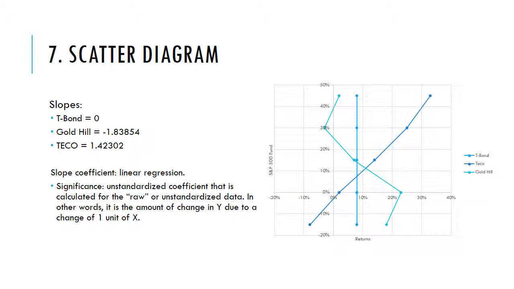The slope coefficient is simply a linear regression. The significance of it is that it is the unstandardized coefficient that is calculated for the raw or unstandardized data. In other words, it is the amount of change in y due to a change of 1 unit in x.